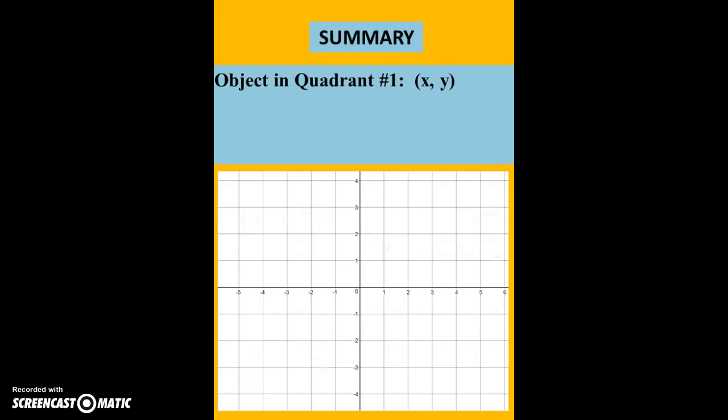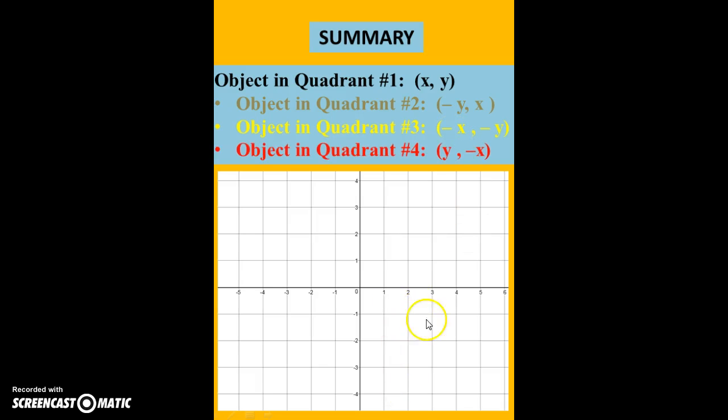Let's look at our summary for this lesson. For an object in quadrant 1 located at (x, y), what's going to happen? In quadrant 2, remember quadrant 2 is here because the quadrants are labeled counterclockwise, the x and y values are going to change places, and the first value is going to become negative. In quadrant 3, down here, the x and y are going to stay in the same position they started in. They're just both going to turn negative.